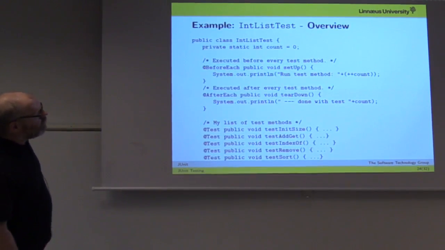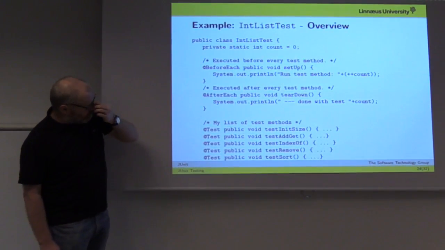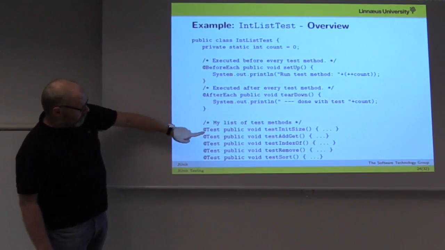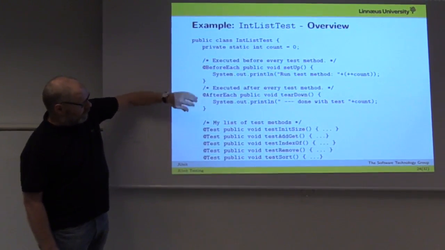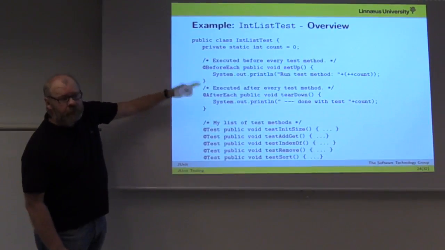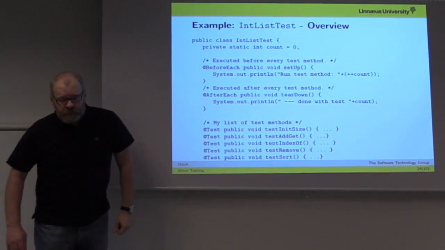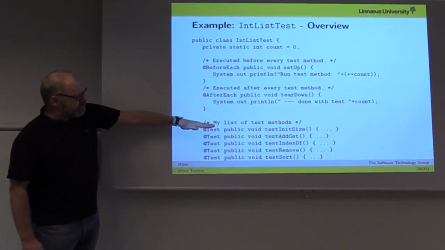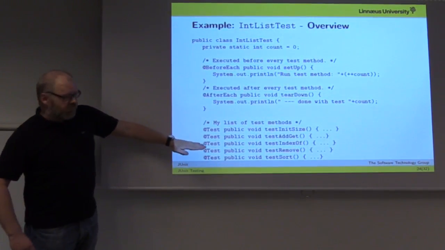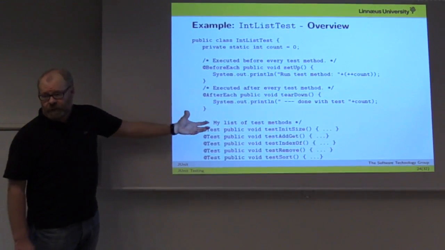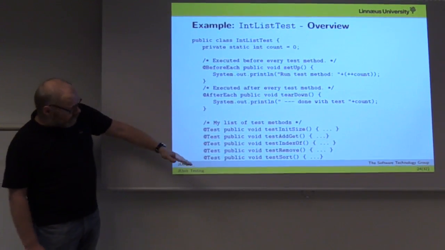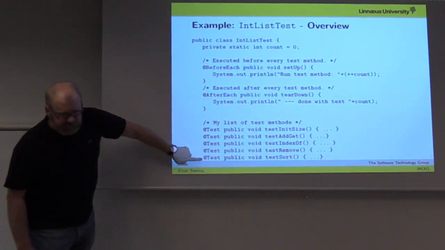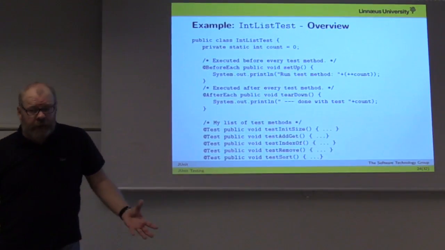If we go back to this overview of my int test list, it will start in this case to execute this one, then this one, and then the next one. It will run through all of this. It used to be in Java 4 that the methods here were executed in this order, but I noticed in Java 5 that it can be in random order. So you cannot expect this one to be executed before this one. They might come up in any order as far as I know.